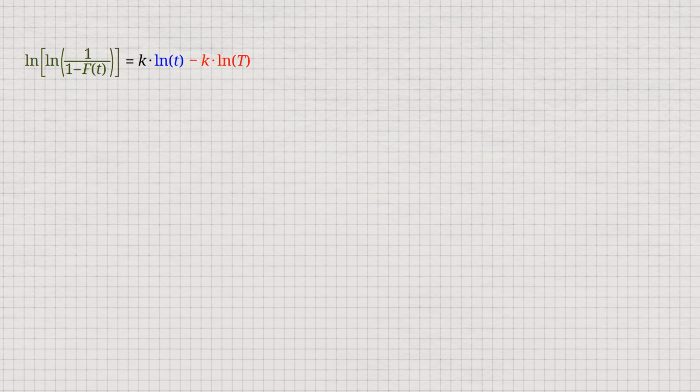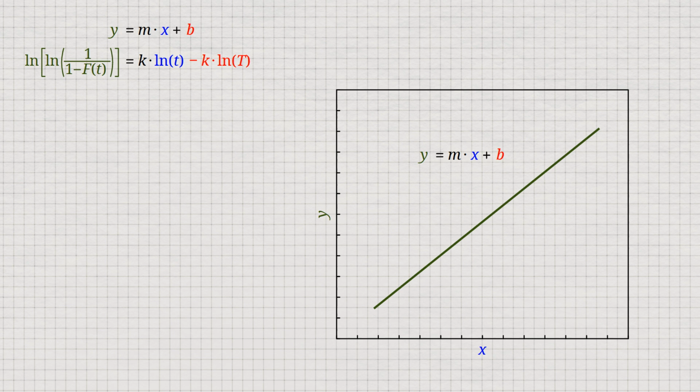This is because this equation represents a straight line if we plot the logarithmic time, or in our case the logarithmic number of load cycles, on the x-axis and the double logarithmic expression for the cumulative failure probability on the y-axis. If we choose such a diagram for our data, the slope of the linear regression line corresponds exactly to the Weibull modulus. The scale parameter can then be determined from the y-intercept by using the Weibull modulus.